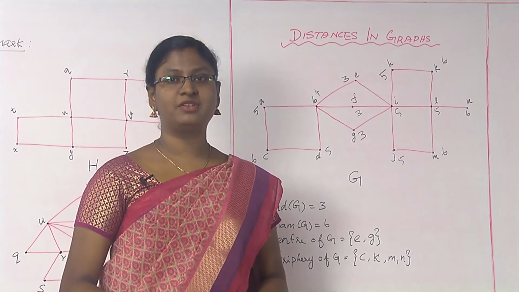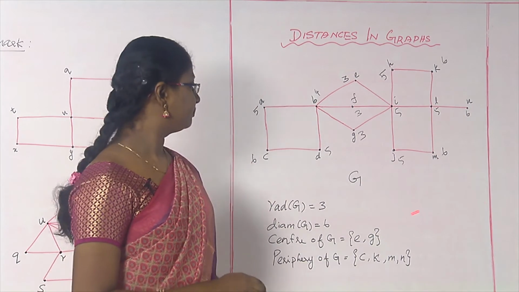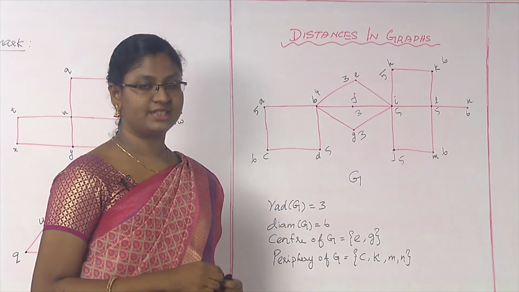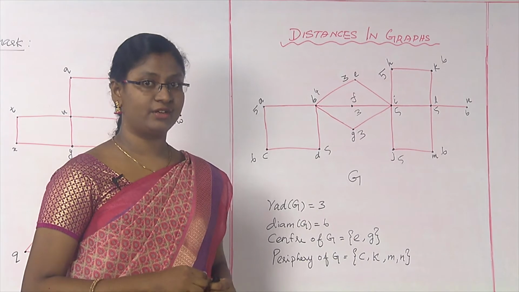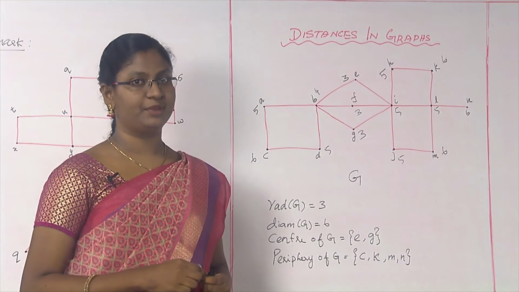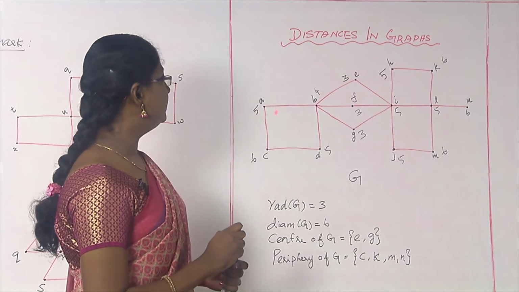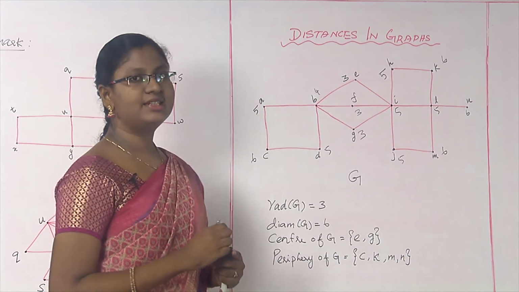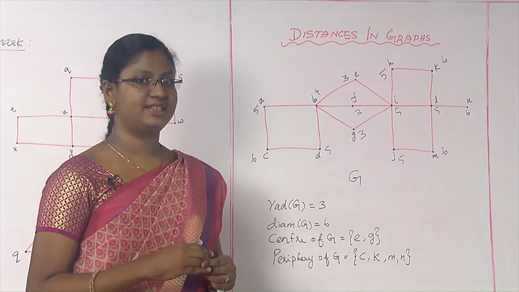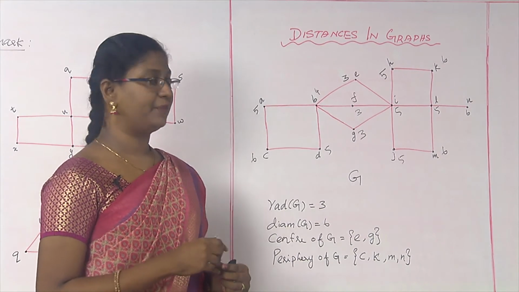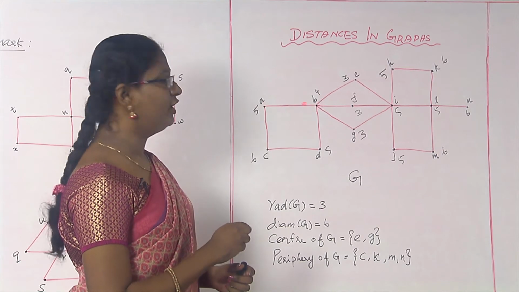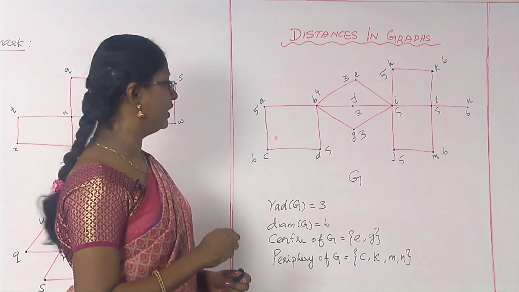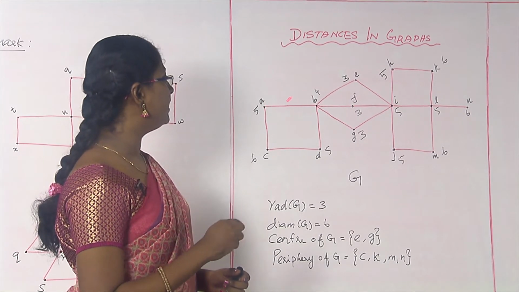Let us learn by visualizing with an example. Here I have a graph G. For this graph, I am going to find the eccentricity of each vertex as well as the radius of G, diameter of G, center of G and periphery of G. First, consider vertex A. I am going to find the eccentricity of vertex A. By definition, it is the maximum of distances from all other vertices to A. So, the distance from A to B is 1, and the distance from A to C is also 1. The distance from A to E is 2.